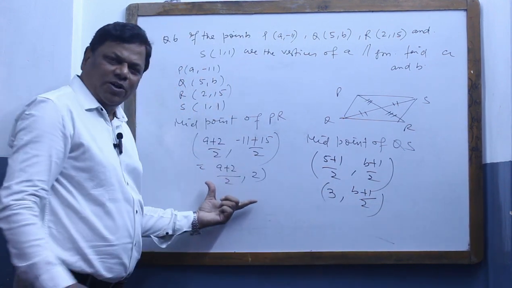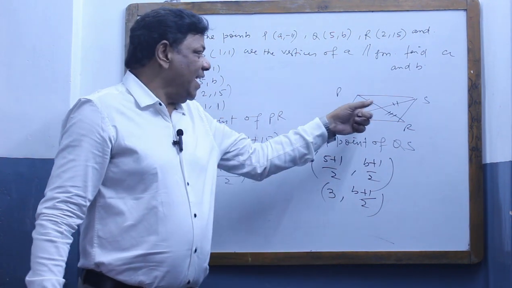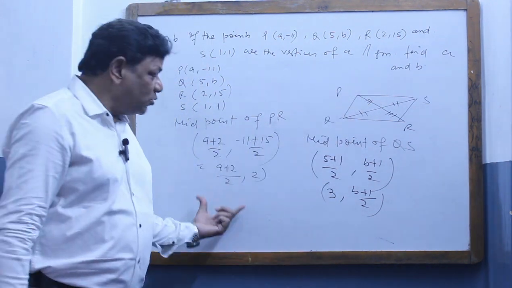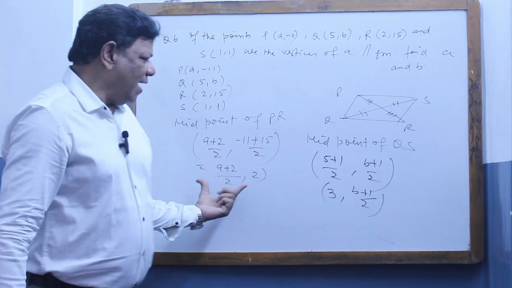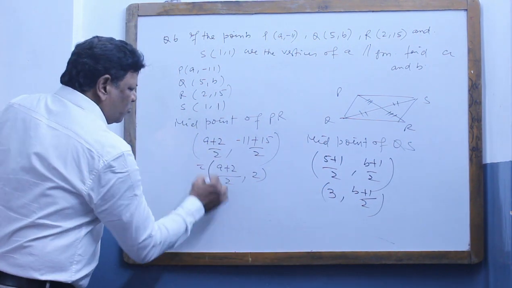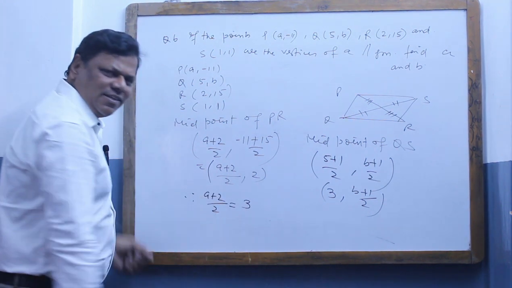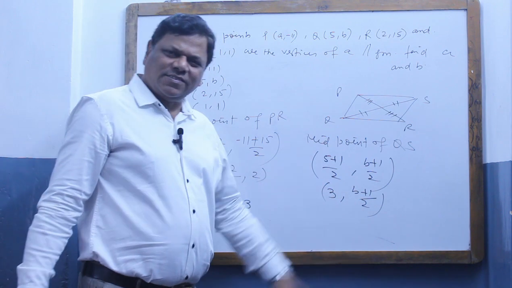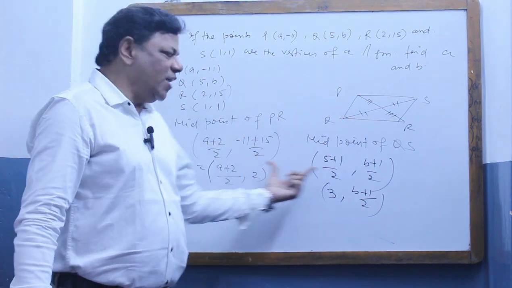Now this is also a midpoint. This is also a midpoint. So both the points lie where? They lie at this point. So both the points are the same. I have to compare these two. So therefore what I can say? A plus 2 by 2 equal to 3, I can say. This is equal to this, because these 2 points are the same. So these 2 values are the same.